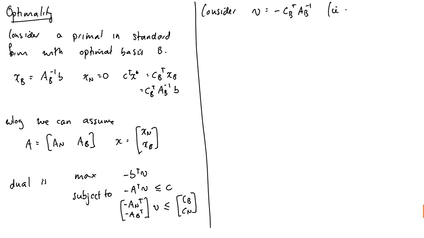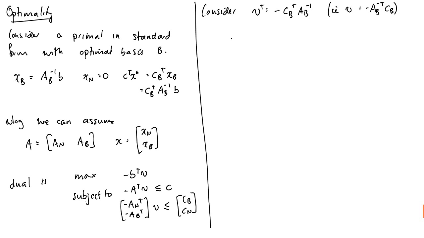Well, i.e. nu transpose equals negative AB inverse transpose CB. Okay, let's just write the transpose the right way around. Sorry, so it's nu transpose equals that, or nu equals that. If we plug this into our objective, the reason I've chosen this is that if I stick this into my objective here, I'm going to get the same value of my optimal cost.